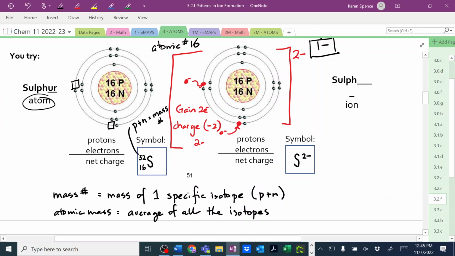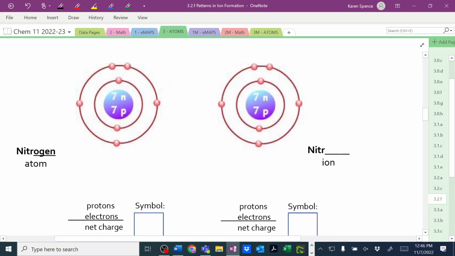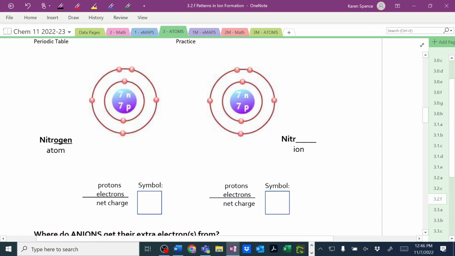And what would the name of this be? Sulfide. Good? Okay. Can you guys do the next one on your own, please?